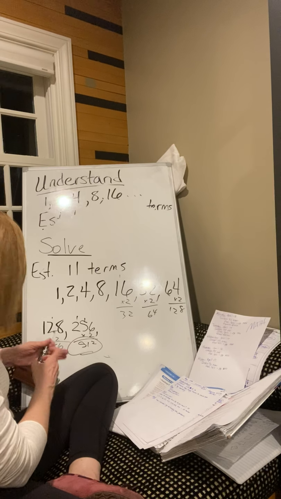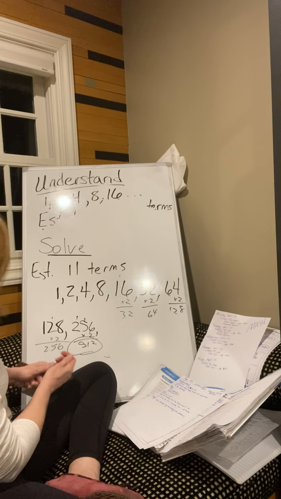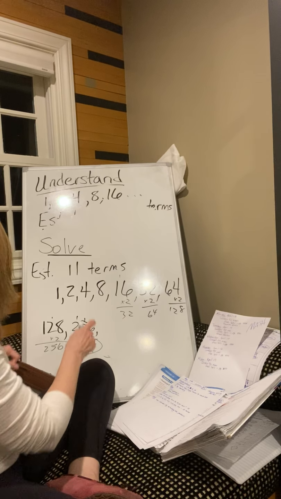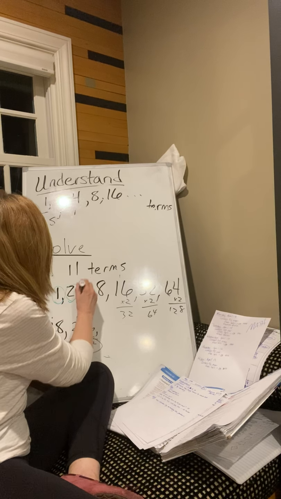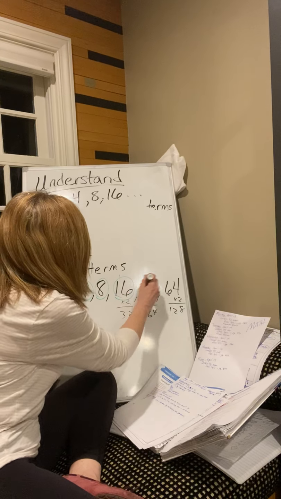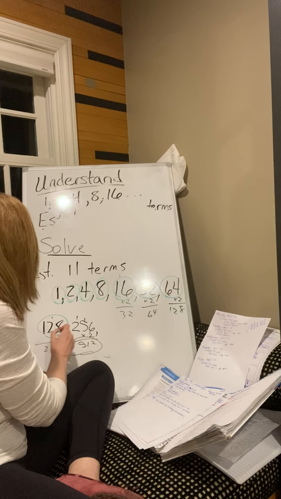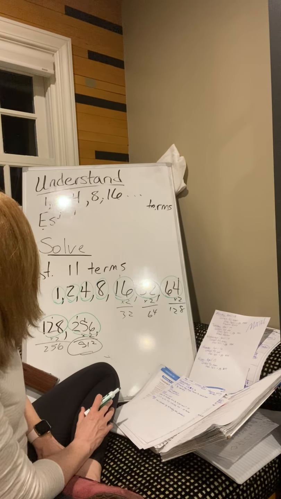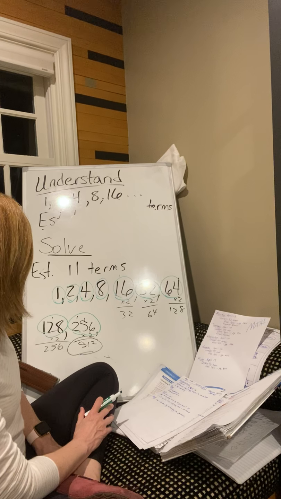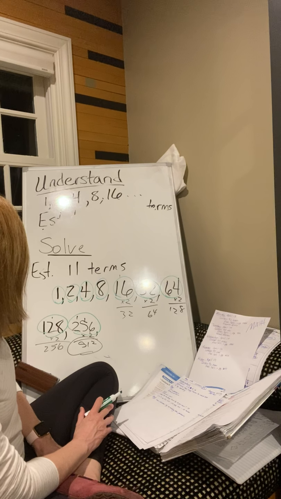How many terms do we have? Let's see how close my estimate is. 1, 2, 3, 4, 5, 6, 7, 8, 9. So 9 terms. Did I do that correctly?